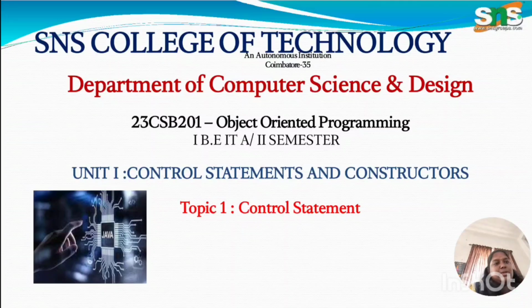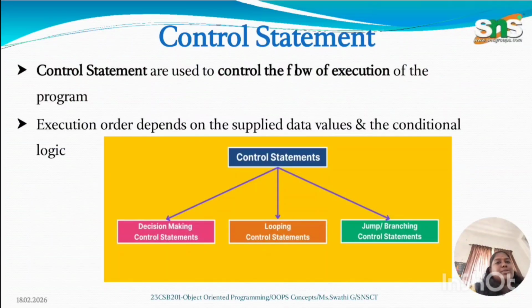Now my topic is on control statements. A control statement is used to control the flow of execution of the program. The execution order depends on the supplied data values, and the conditional logic will be executed. There are three types: decision making control statements, looping control statements, and jumping and branching control statements. Let us see them one by one.